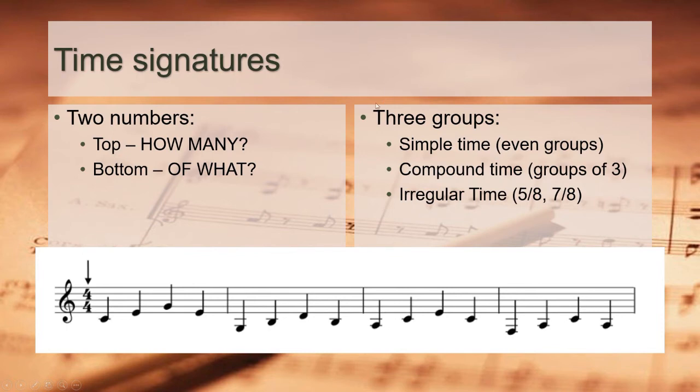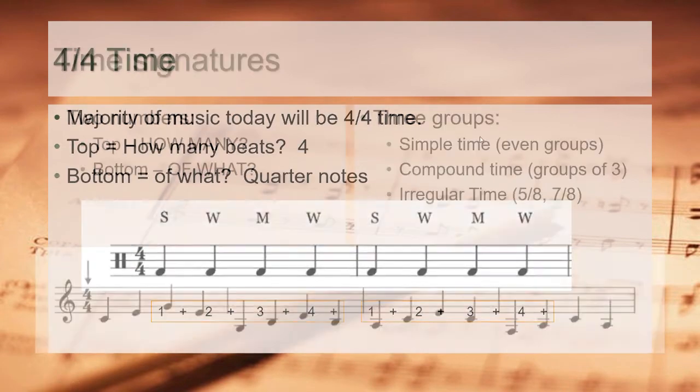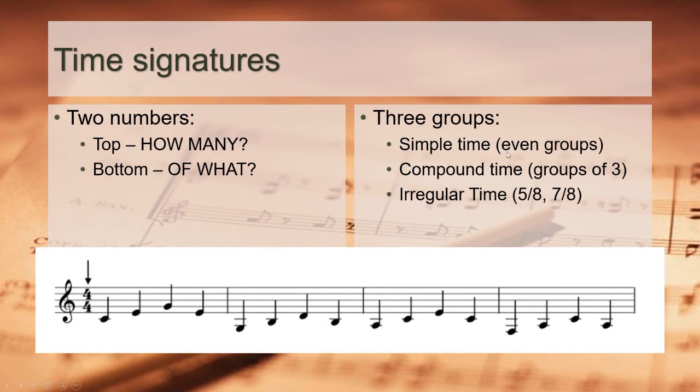Just another one. There are 3 groups of time signatures, and I'm not going to explain the difficult ones now. We're just going to go with the simple time groups. But there is simple time, which has even groups of notes. Now this is going to sound slightly weird, but this is even groups of notes per beat. Now I know one note is not an even group, so it doesn't entirely make sense, but when we get to compound time, I'm just going to briefly explain it so that you understand it.